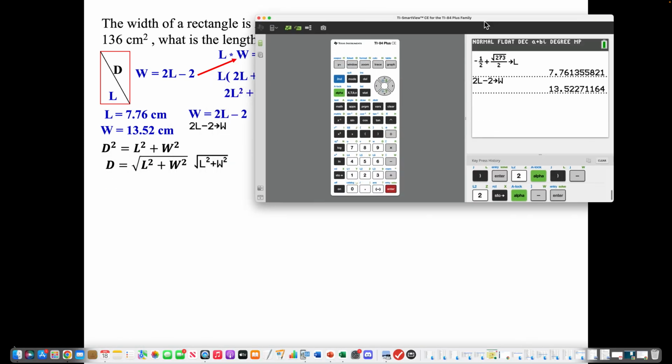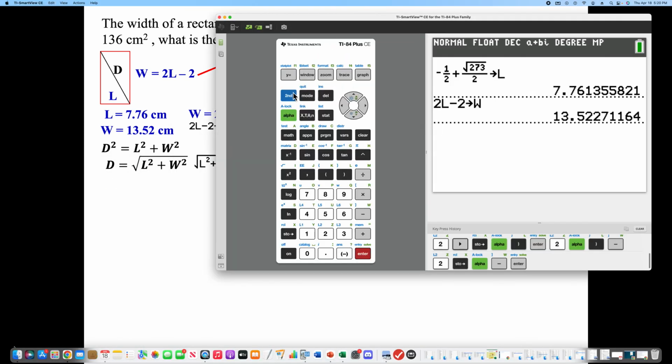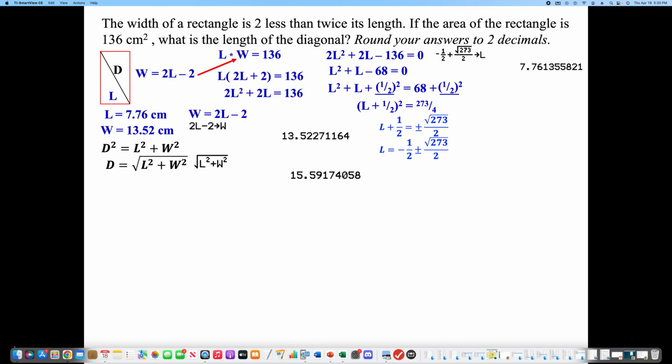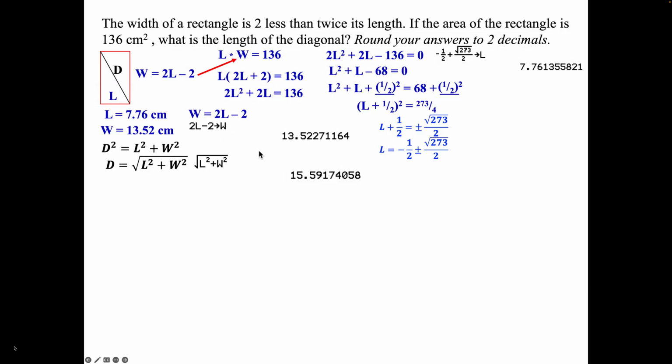So the button pushing that we're going to do: second x squared for the square root, alpha L squared plus alpha W squared, hit enter, and there's our answer, 15.59. There it is, rounded to 2 decimal places, and that's the length of our diagonal in centimeters.